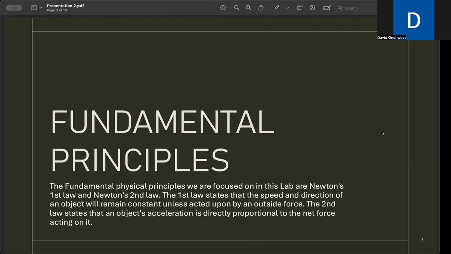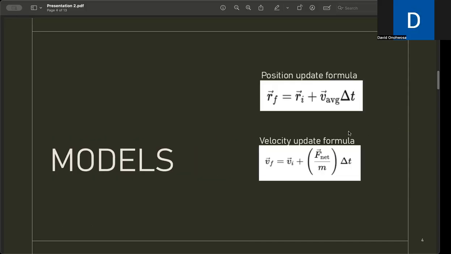The fundamental principles we were focused on in this lab were Newton's first and second laws. The first law states that the speed and direction of an object will remain constant unless it is acted upon by an outside force. And the second law states that an object's acceleration is directly proportional to the net force acting on it. The models that we used for the most part were the position update formula and the velocity update formula. The velocity update formula was studied, I guess, in its absence because we were looking for no change in velocity.